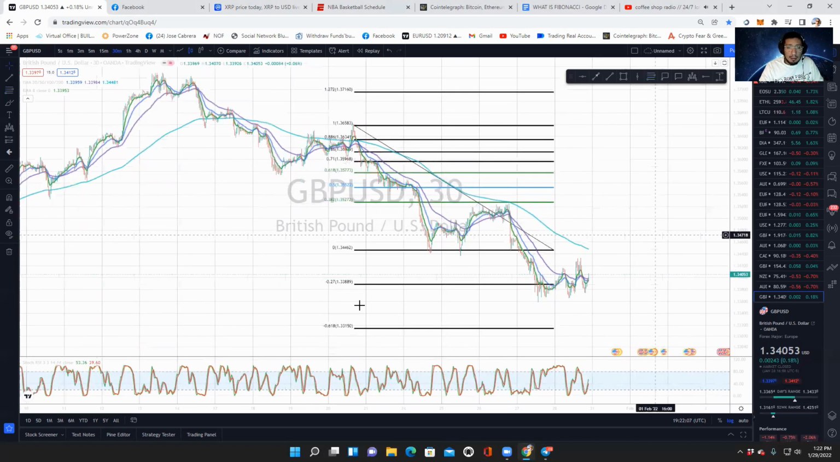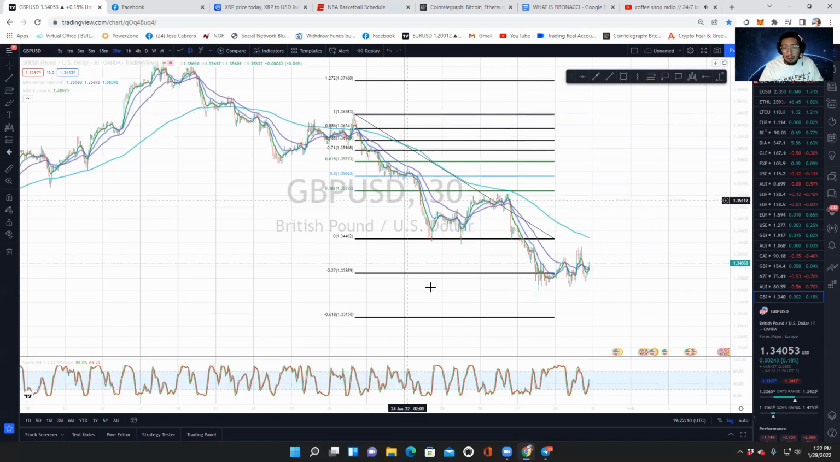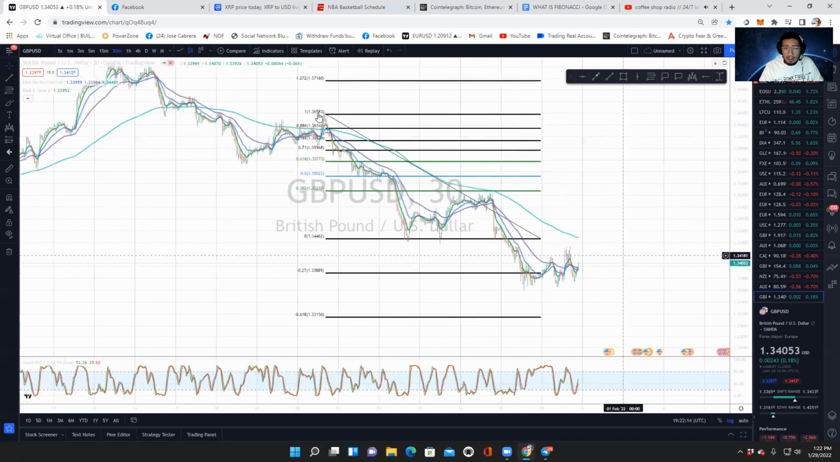I just wanted you guys to see that. From the 1 to the 0, that's how you know that you've drawn it correctly. You're starting from the high point to the structure to the low point because it's in a downtrend.